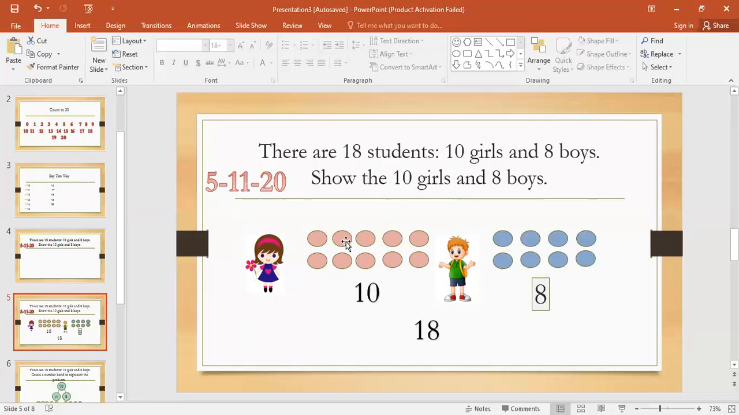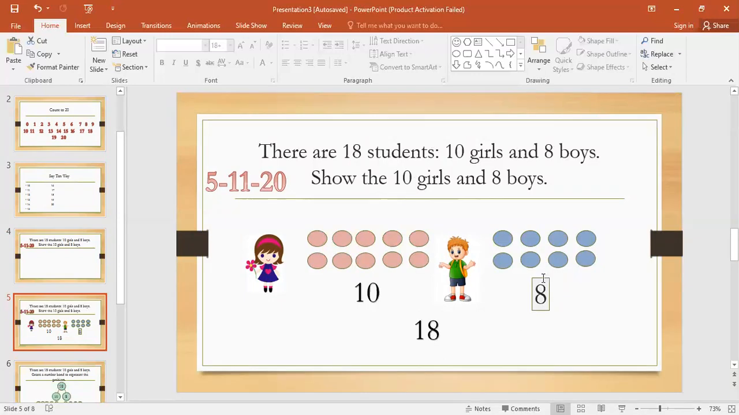You ready? So that means we need to count up all of the circles. 1, 2, 3, 4, 5, 6, 7, 8, 9, 10, 11, 12, 13, 14, 15, 16, 17, 18 students in the whole class. So that means I am showing that you can break up the teen number 18 into 10 ones and 8 ones. I am going to show you a magic trick right now about how we get the number 18 with 10 ones and 8 ones.